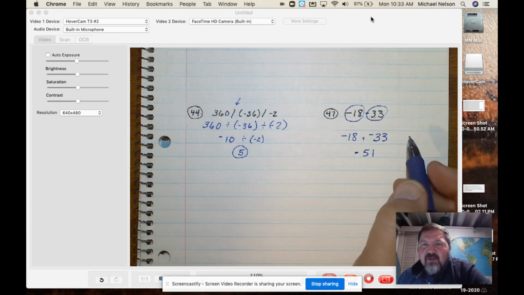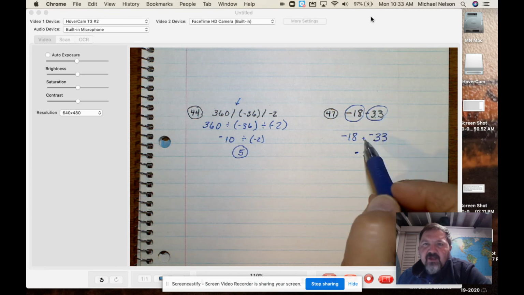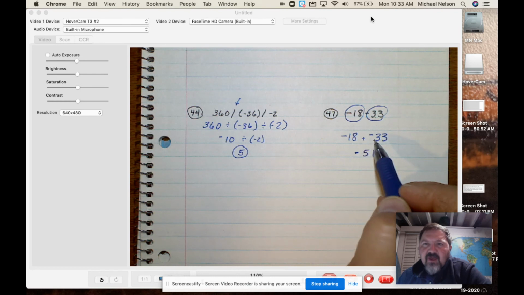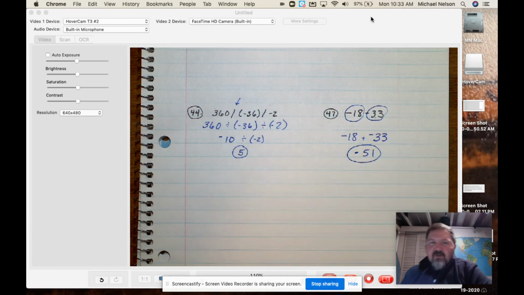Okay, to me, the hardest part about that is setting up the signs in here, making sure that that subtraction becomes an add the opposite, right? Actually, that to me is easier than the arithmetic. 18 plus 33, I had to think about that one just a little bit. So there we go with those 4.